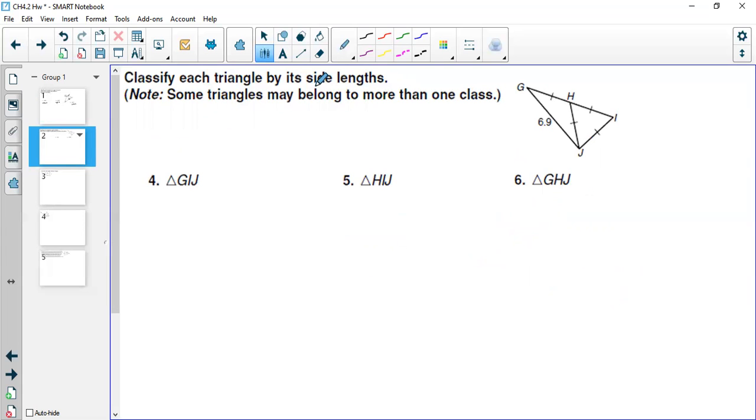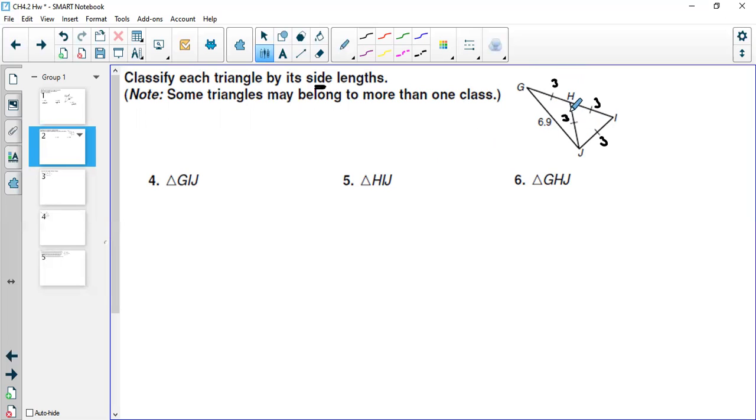Classify each triangle by its side length. Now they are concerned about the sides. They did not give us any numbers, only some marks which state that all the sides are equal except this one. So, triangle GIJ. They're talking about the whole triangle. This is 6.9 and this doesn't have a number. If you want to be more clear, you can simply replace it with any number you want. So let me make this 3. If this is 3, this is also going to be 3, and this is also going to be 3. Because this part is equal to this part, that is also going to be 3.